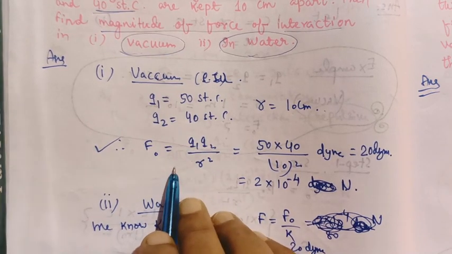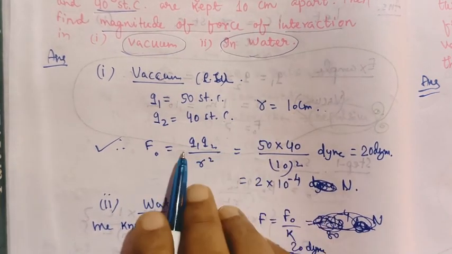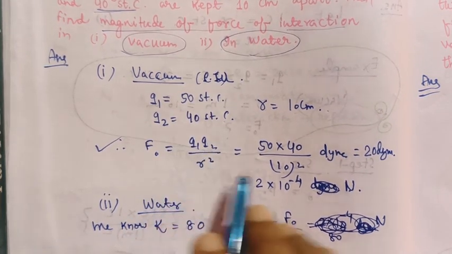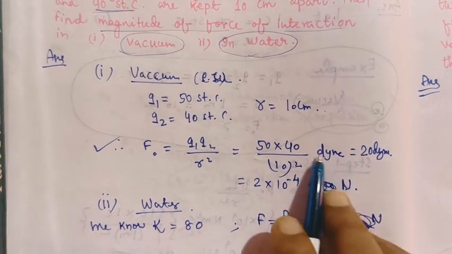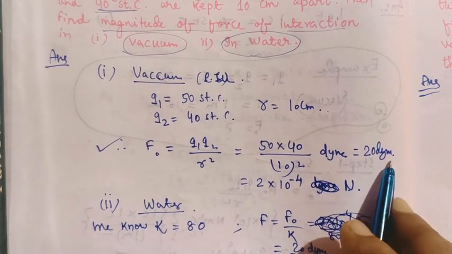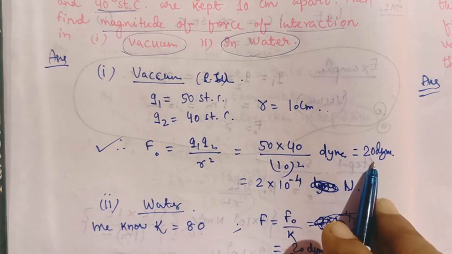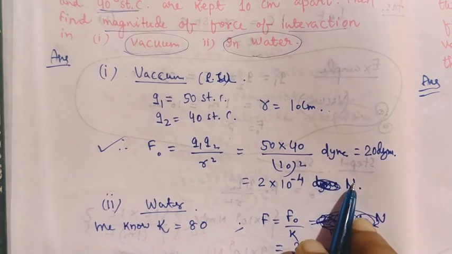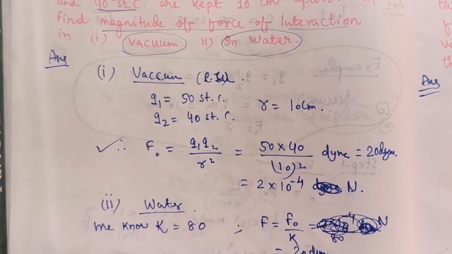But you should be careful. If it is CGS unit, it is not necessary to write 1 by 4 pi epsilon 0. So here it is CGS unit, put all these values, the answer is 20 dyne. If you are interested to give the answer in Newton, then you can write 2 into 10 to the minus 4 Newton.